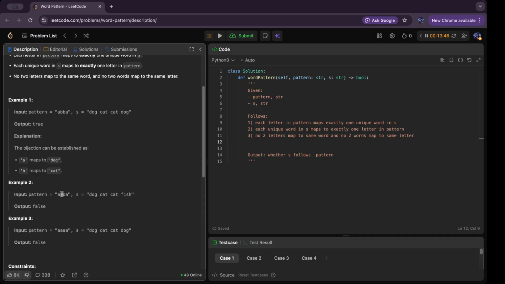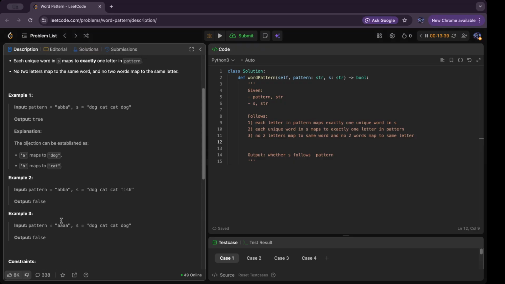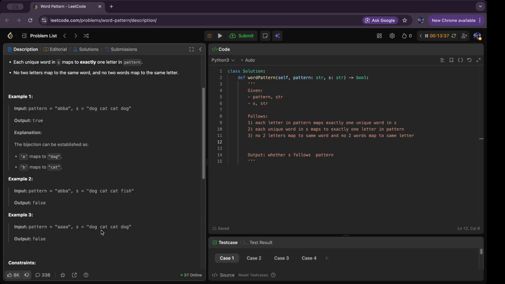Dog maps to A, cat maps to B, but A maps to fish also. So that's false. And then A maps to dog, A also maps to cat. So that's wrong also. False. Okay.